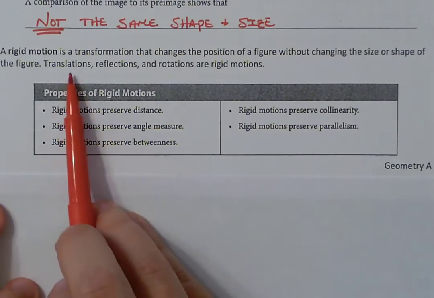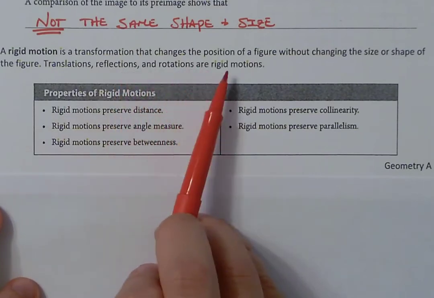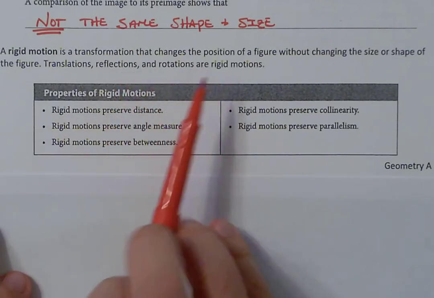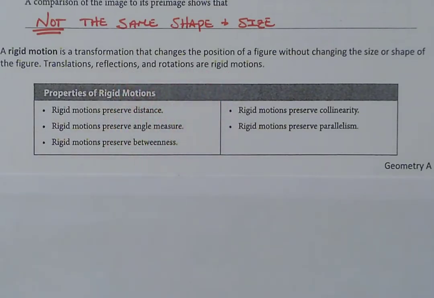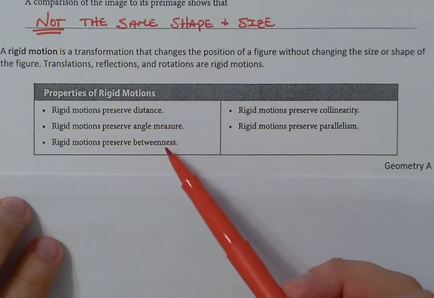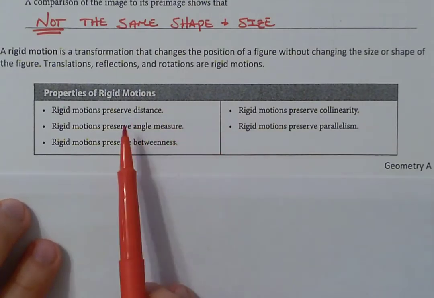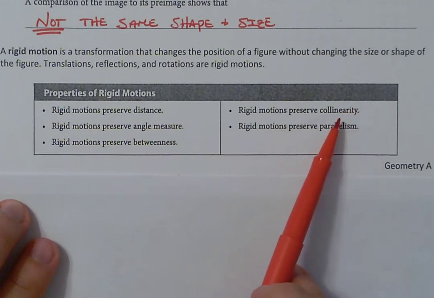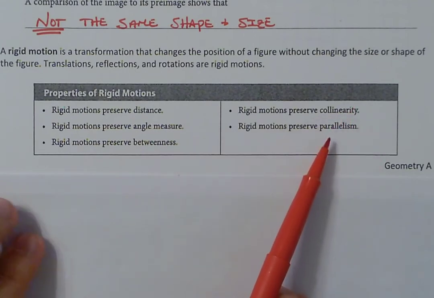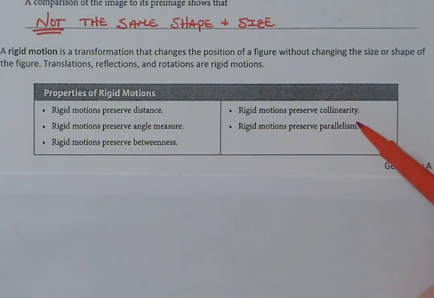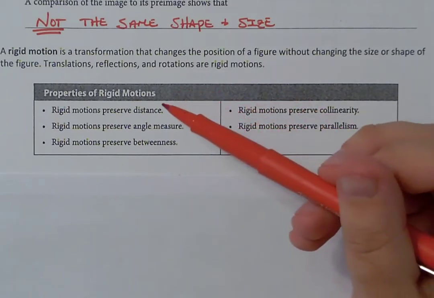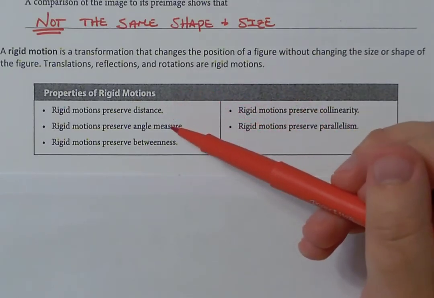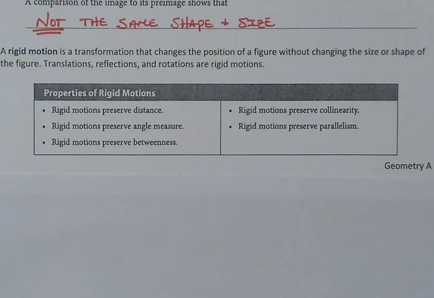Translations, reflections, and rotations are rigid motions. Dilations or stretches are not rigid. Now, these are different properties of rigid motions. It preserves distance, angle measure, betweenness, collinearity, and parallelism. These two are a little more confusing. Just know that rigid motion preserves distance, angle measure, and betweenness.